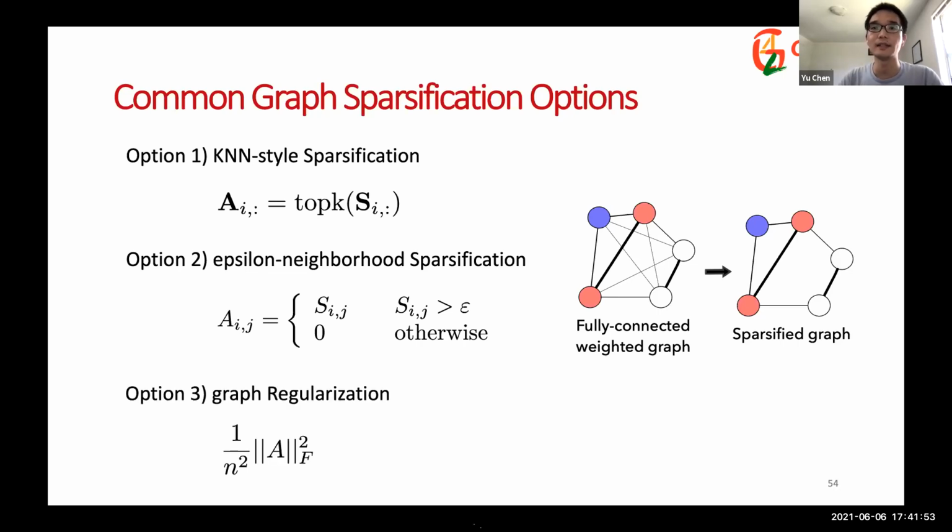So besides explicitly enforcing the sparsity of the learned graph by applying certain forms of thresholds, sparsity can also be enforced implicitly in a learning-based manner. For example, we can apply certain forms of graph regularization to the learned adjacency matrix in order to enforce sparsity.